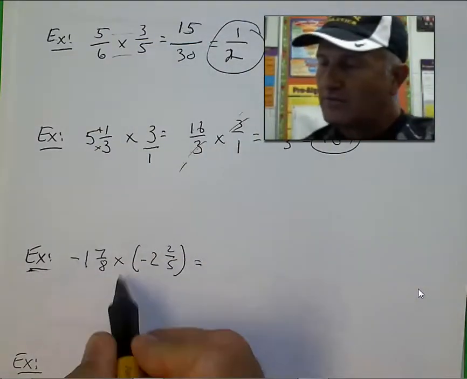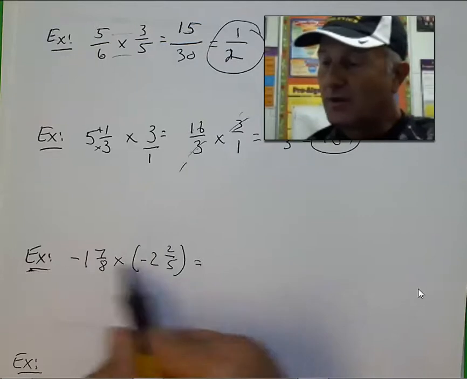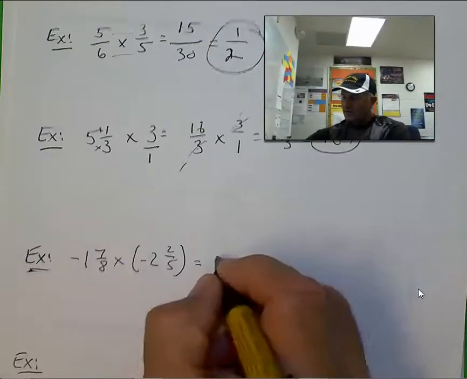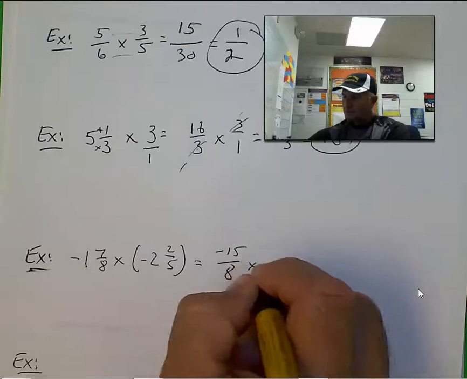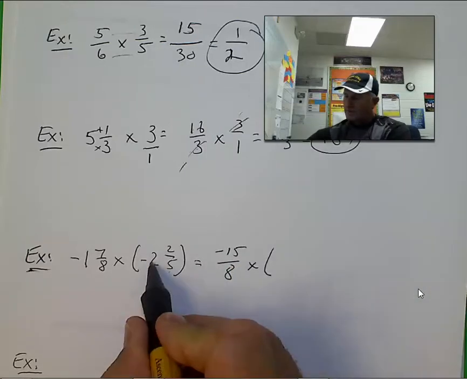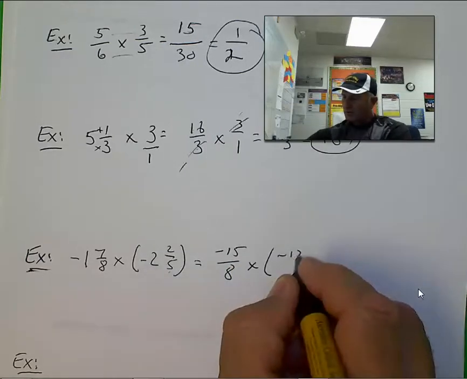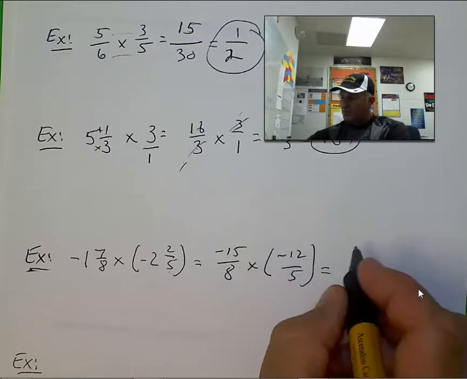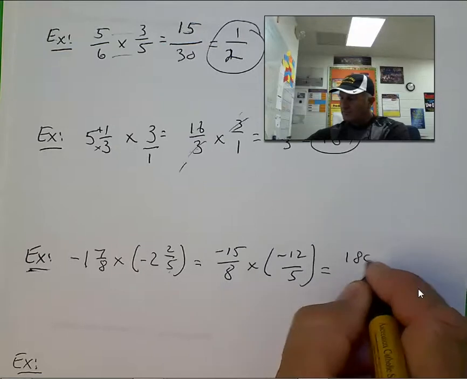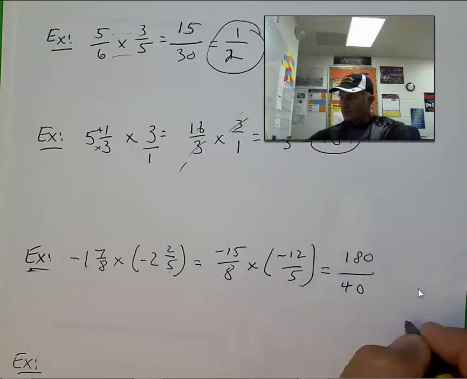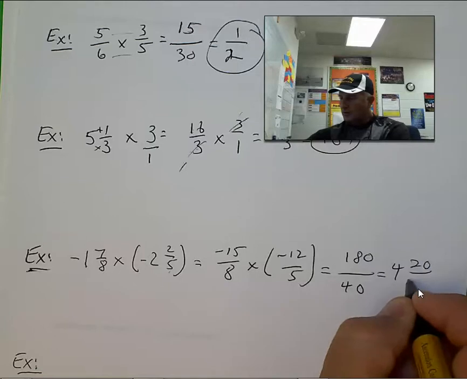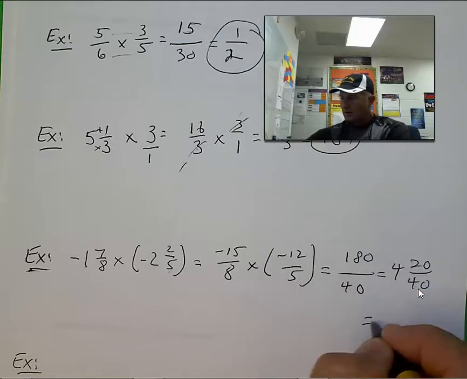Negative 1 and 7/8 times negative 2 and 2/5. You got to make them both improper. 8 times 1 is 8 plus 7. That'll be negative 15 over 8. That's 10, 12, negative 12 over 5. Negative times a negative is going to be positive, and 15 times 12 is 180 over 40. 8 times 5 is 40. Goes in there 4 times, get a remainder of 20 out of the 40. Answer is 4 1/2.